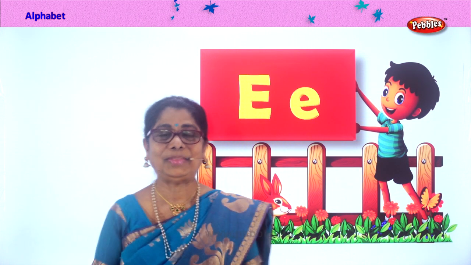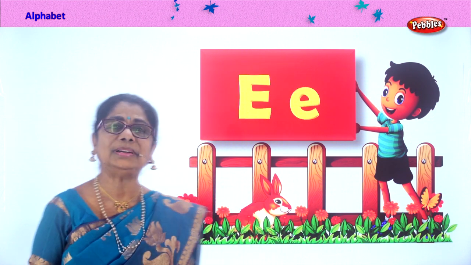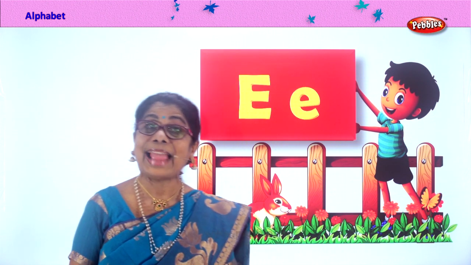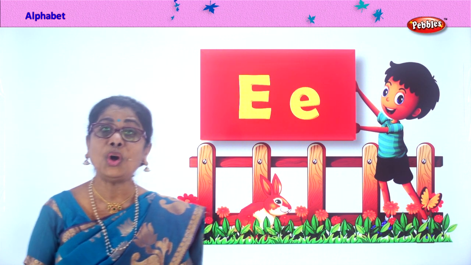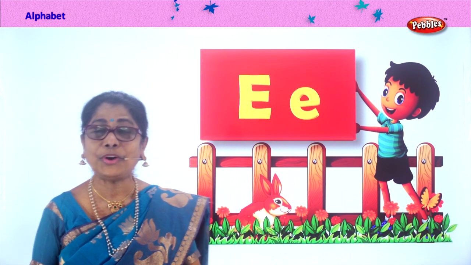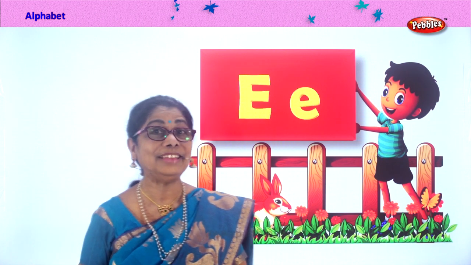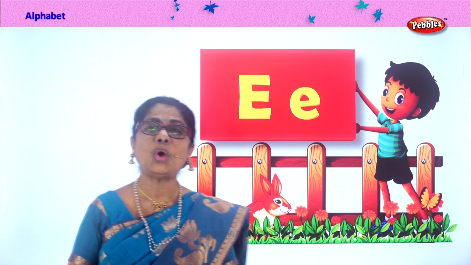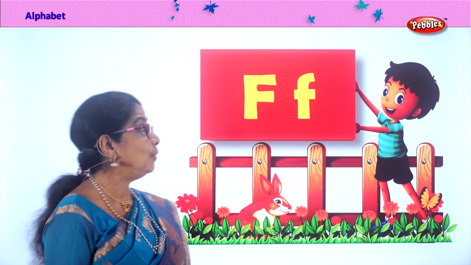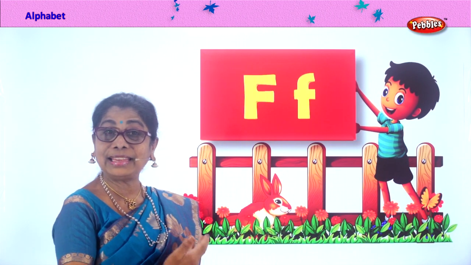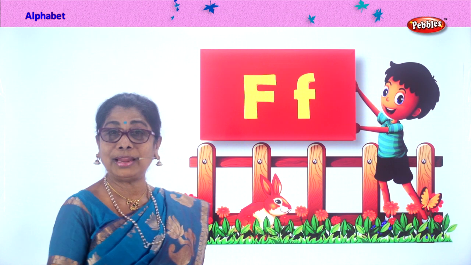E. You'll never forget, I'm sure, the sound of letter E is E. E for egg. E for eagle. E for ear. E for eye. Alright, now, let's go on to another letter. The next letter after E is letter F, capital letter, small letter.